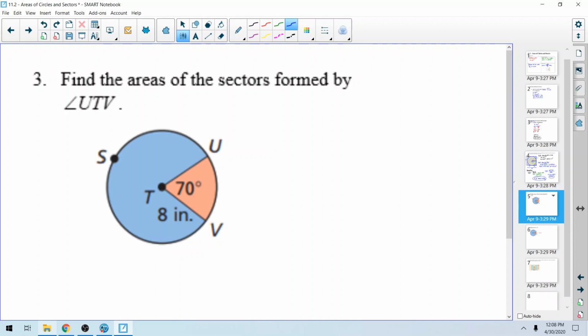Okay, find the areas of the sectors formed by angle UTV. So now we're moving on to sector area. Now, if we're talking about area, we're just taking a portion of the area of the circle. So we've got the red sector, which is what I'm going to start with, and then we have the blue sector, and we'll tackle that in just a little bit. So if I'm using the red sector, my angle in there is 70 degrees out of 360.